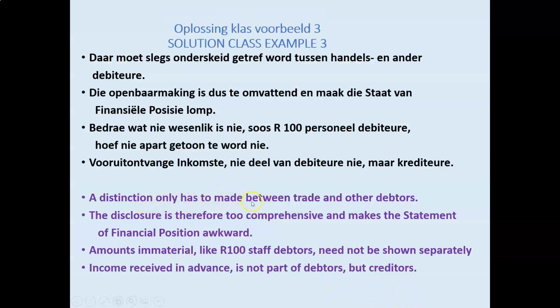Distinction only has to be made between trade and other debtors. The disclosure is therefore too comprehensive and makes the statement of financial position awkward. Amounts immaterial like 100 Rand staff debtors need not be shown separately. Income received in advance is not part of debtors but creditors.